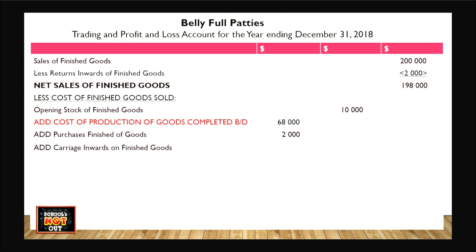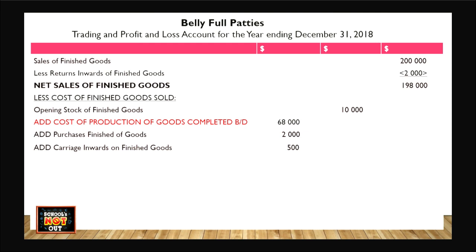Now, in order to carry or having bought the finished goods, the manufacturer can't just walk with all those goods in his hands. So he has to pay to carry in those finished goods. So therefore, it's going to increase his purchases cost. So it behoves him to add in his carriage inwards on finished goods. So here we are with figures: $68,000, $2,000 for purchases, and $500 for carriage inwards.